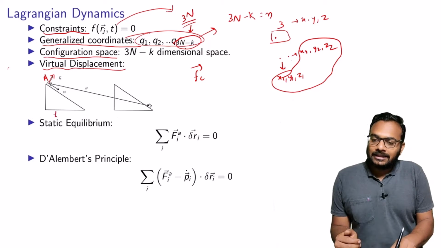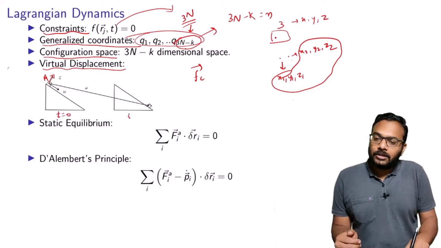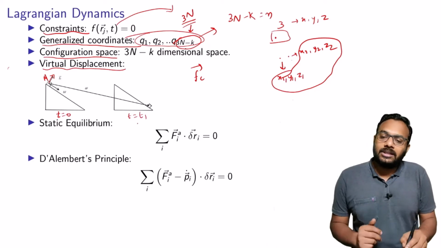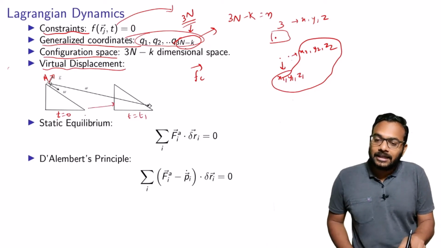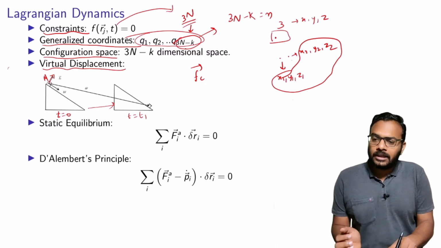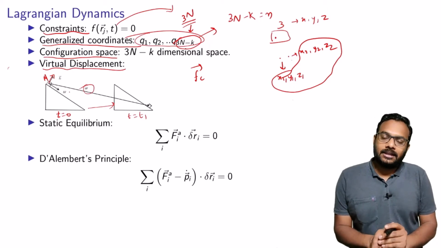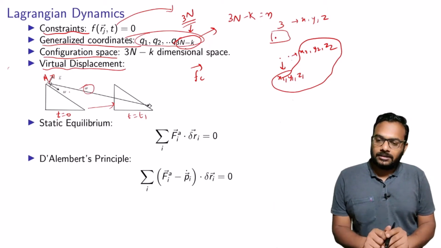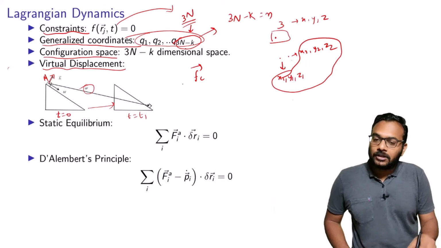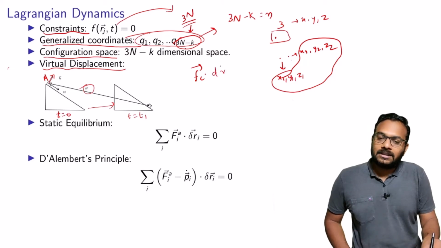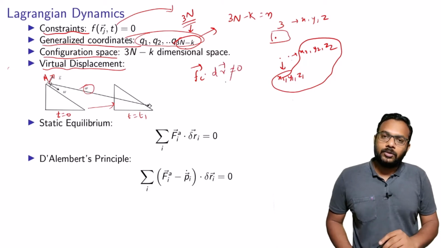So initially the constraint, or the inclined plane, was here, let's say at t equal to 0, and at time t equal to t1 you see that the inclined plane has reached here. And what's the displacement of this block? The displacement vector of this block, we write it as dr vector. That's the normal displacement. You see that Fc vector dot dr vector is not equal to 0.